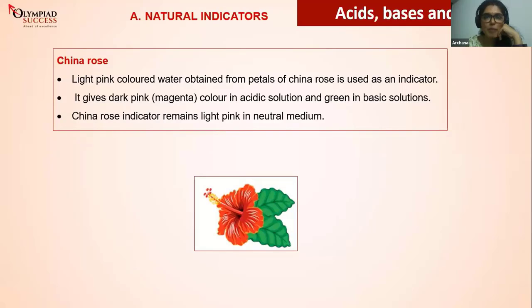Bleach is like Harpic. All these substances contain excessive hydroxides.